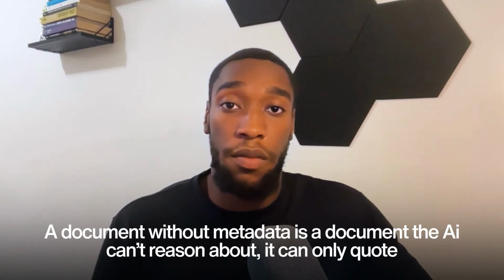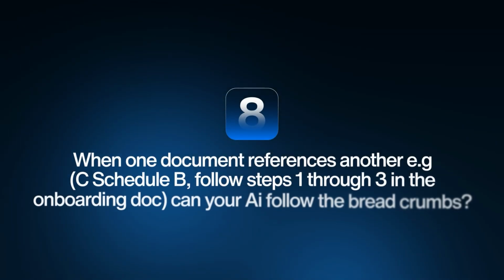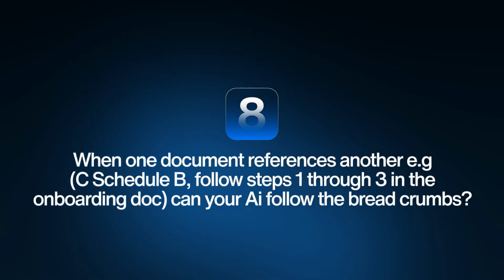A document without metadata is a document that AI can't reason about. It can only quote. When one document references another, like "see Schedule B" or "follow steps 1 to 3 in the onboarding doc," can your AI follow the breadcrumbs? Almost never in a default RAG setup. The AI cites the main document and doesn't pull in the referenced one, and it gives you an answer that technically is correct, but operationally useless.